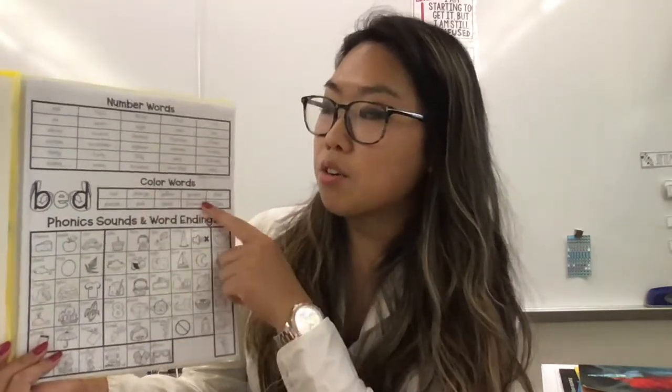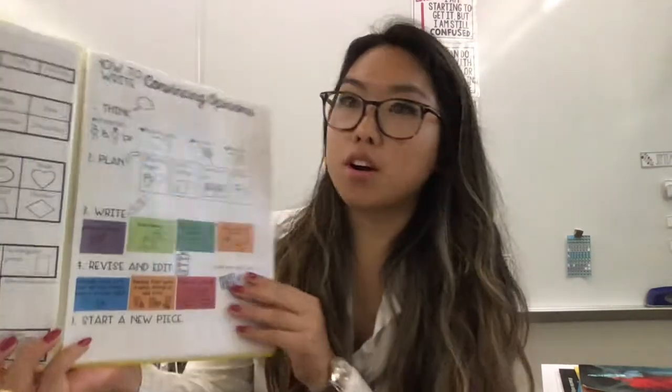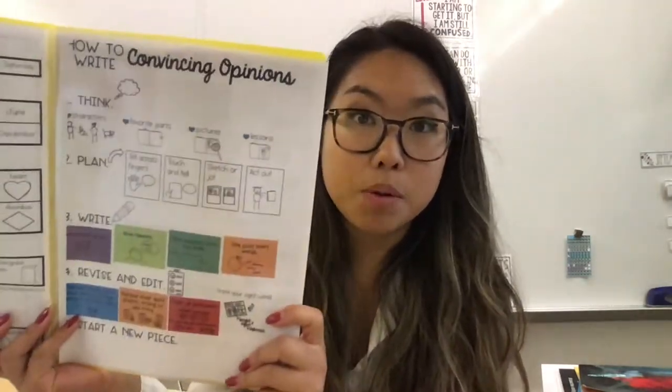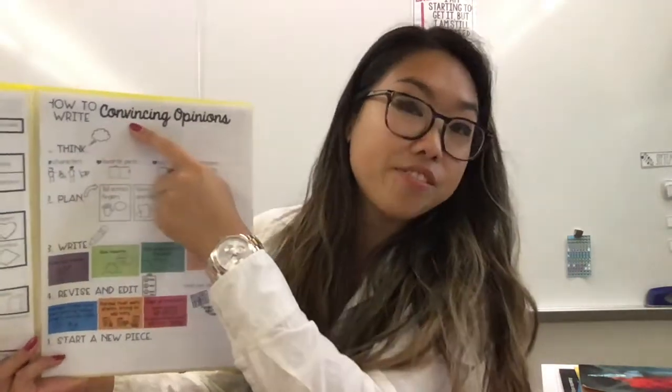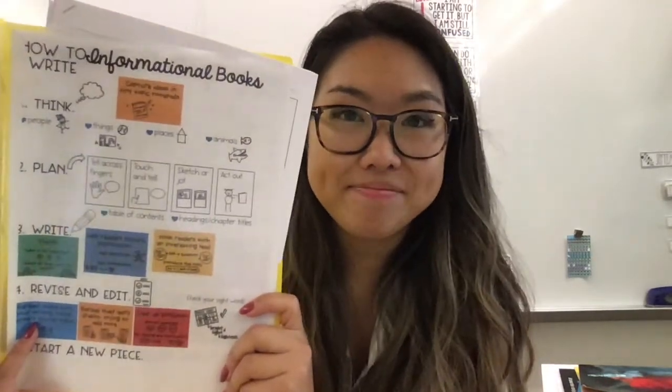You'll also see different sight words and sounds that you can use. There are color words, there are number words, and there are phonic sounds. There's also all of our sight words that you can use and some more information. This is going to be where it's really important. Let's find the one that says how to write informational books. I'm hoping yours looks like mine.